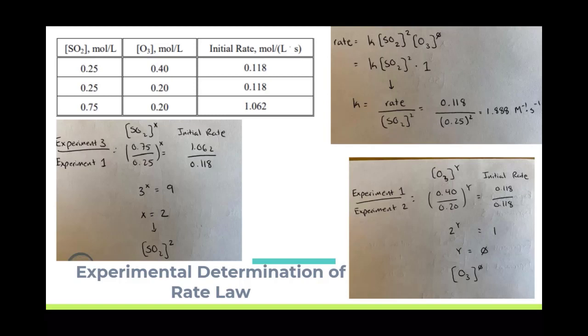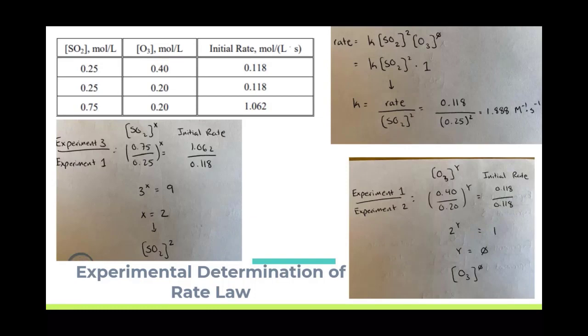Okay, and then just do your division in your calculator. It should net you 3 to the X power is equal to 9. And so what is that? It's going to be X is equal to 2. So we have our exponent of SO2 to the second power. That means that our reaction is going to be second order to the SO2 reactant.